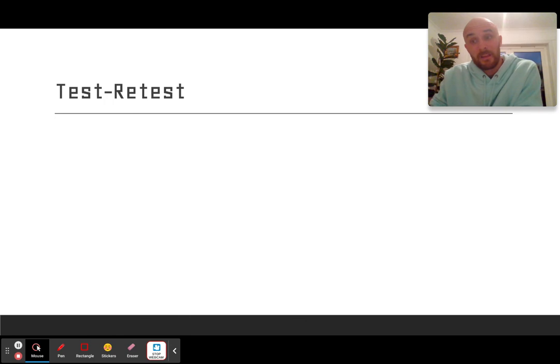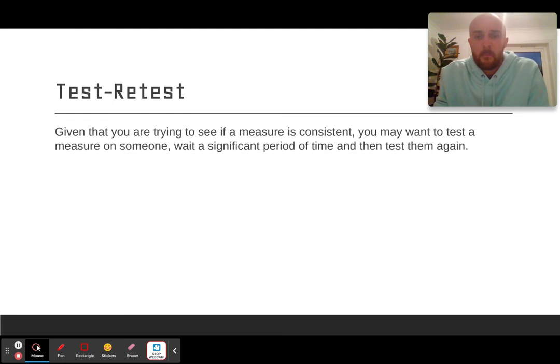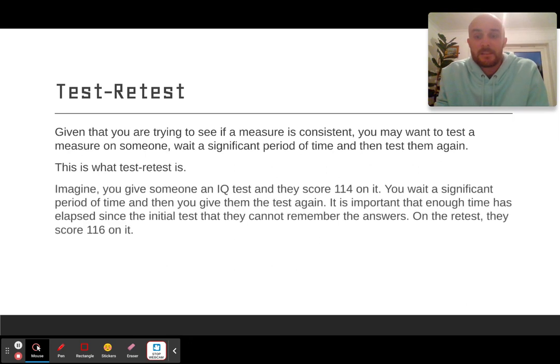And the first one is really quite simple because the definition is somehow in the name. You test somebody, and then you retest them a significant period of time afterwards and see if you have the same or similar scores from that measure. And from that, you could see if what you are measuring is consistent. And that is pretty much what test-retest is.